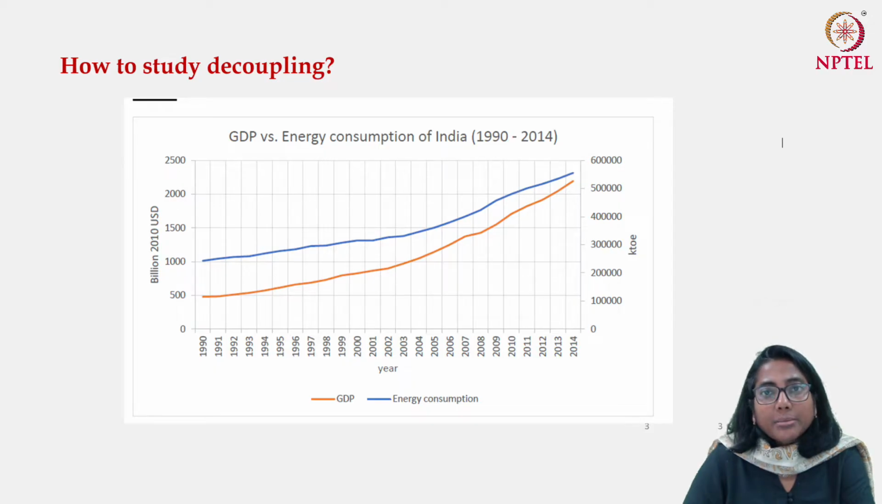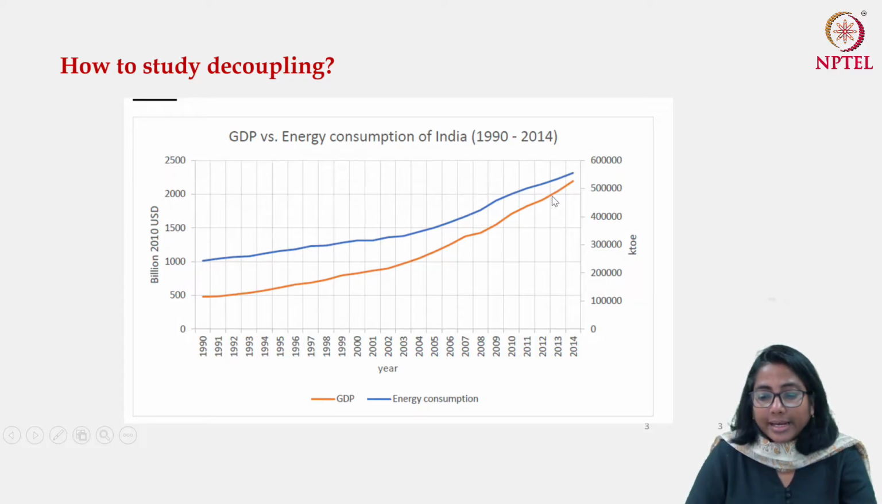Now, what do we understand by decoupling? Decoupling here essentially means the decoupling of growth in GDP from the growth in energy demand. If you look at these two curves, the orange line tells you the growth of GDP in India over time measured in billion US dollar, and this blue line is telling you the growth in energy consumption over time, measured in kiloton of oil equivalent. So this blue line incorporates the use of all kinds of fuel.